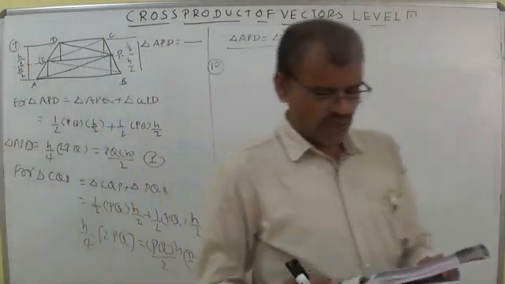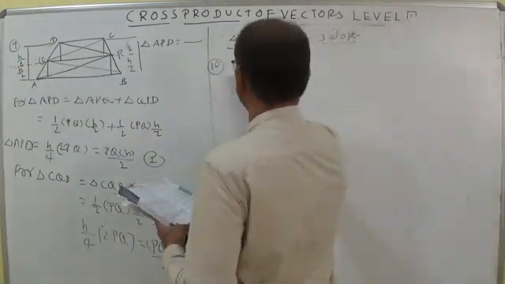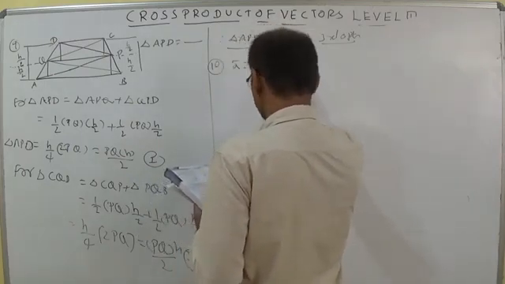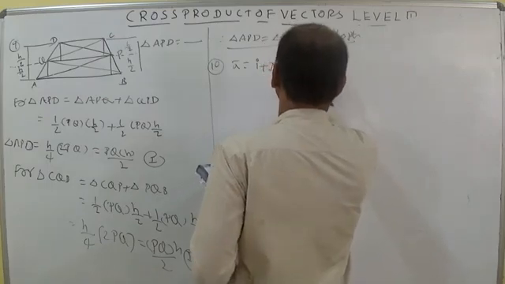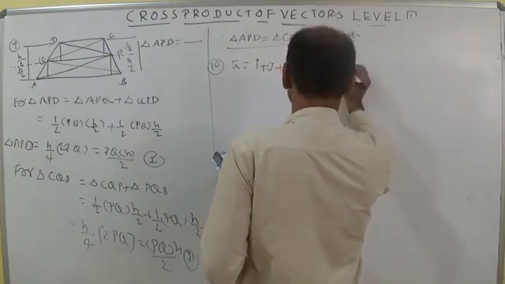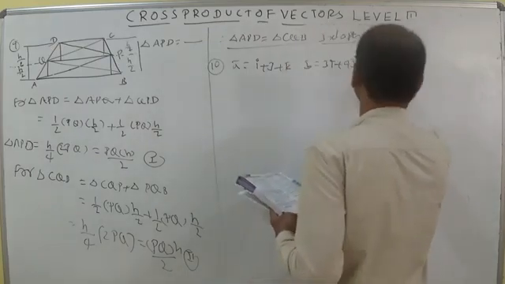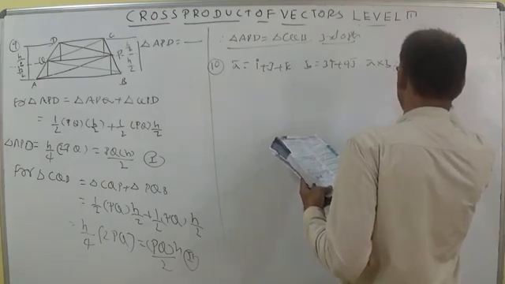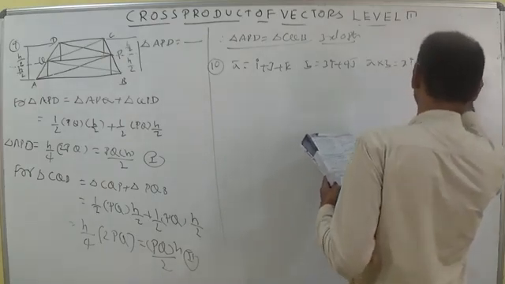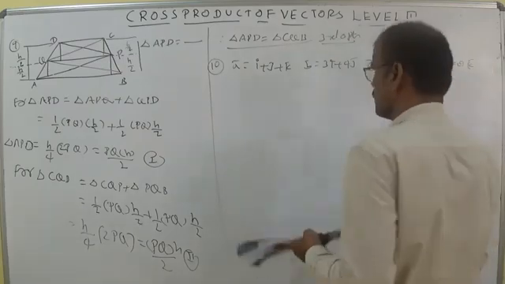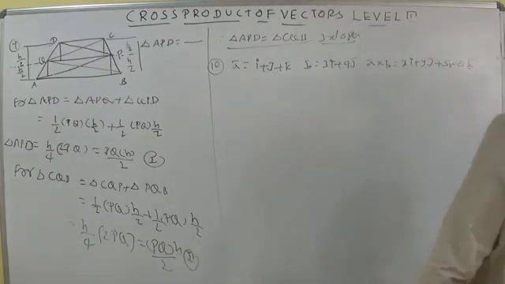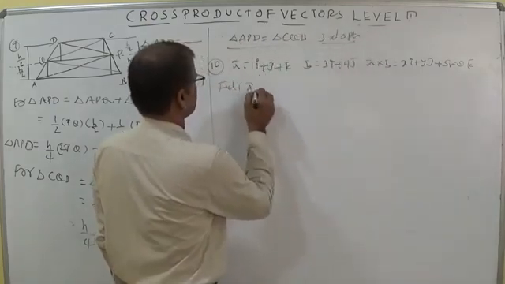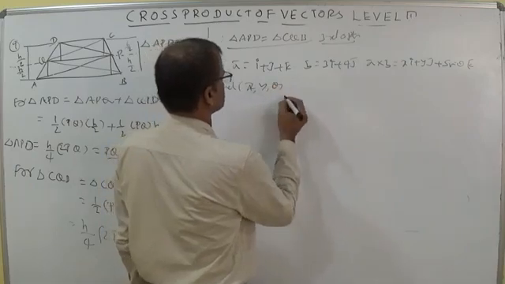In the 10th question he has given A, B and A cross B, and he is asking X, Y, theta. Regarding the data we can say easily A bar is equal to i plus j plus k, and B bar is equal to 3i plus 4j, and A bar cross B bar is equal to X i bar plus Y j bar plus sin theta into k bar. He is asking to find X comma Y comma theta.